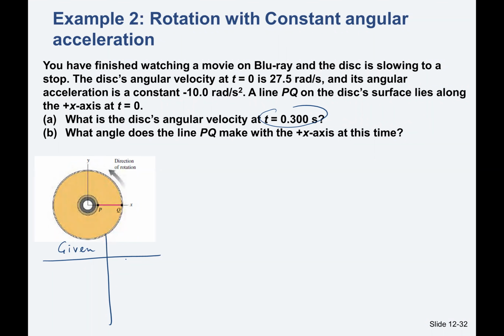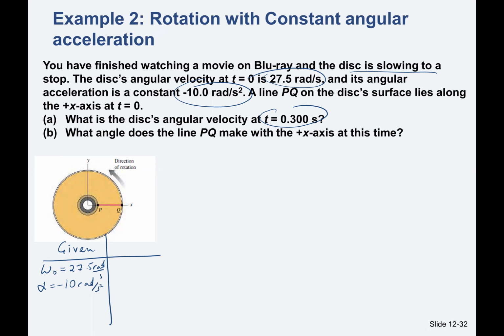All right, so you can see that you are given omega initial, which is 27.5 radians per second. And you know that it's slowing down. That means if you have a positive velocity and you are slowing down, your acceleration has to be negative, remember? So that's why alpha is given as negative 10 radians per second squared.